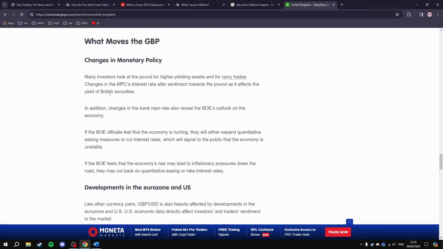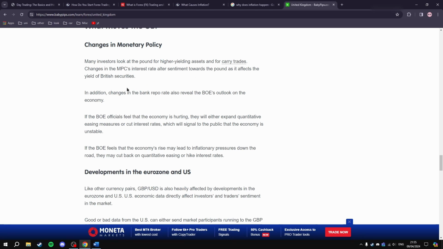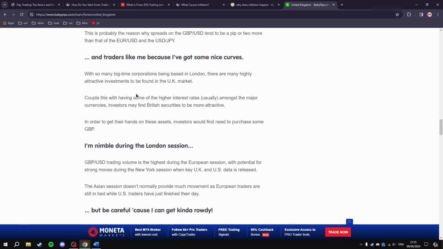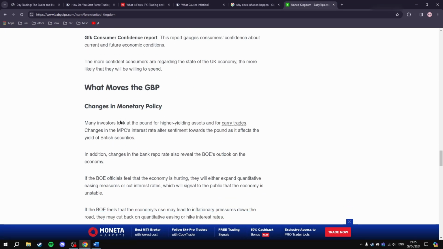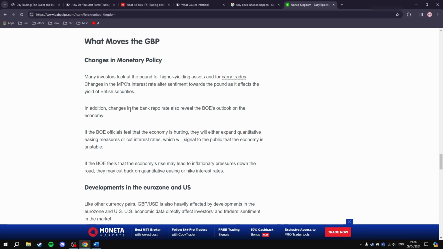What moves the GBP? Changes in monetary policy. Many investors look at the pound for higher yielding assets and for carry trades. Changes in the Monetary Policy Committee's interest rate alter sentiment towards the pound as it affects the yield of British securities. Changes in the bank repo rate also reveal the Bank of England's outlook on the economy. If Bank of England officials feel that the economy is hurting, they will either expand quantitative easing measures or cut interest rates, which will signal to the public that the economy is unstable.